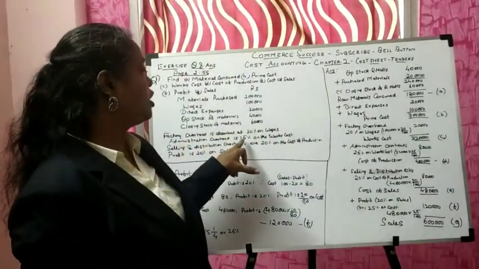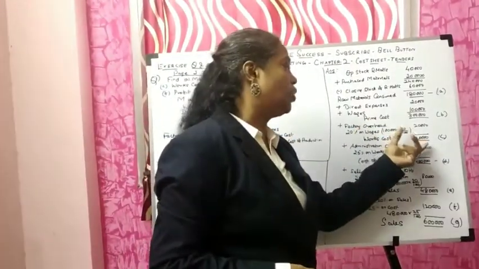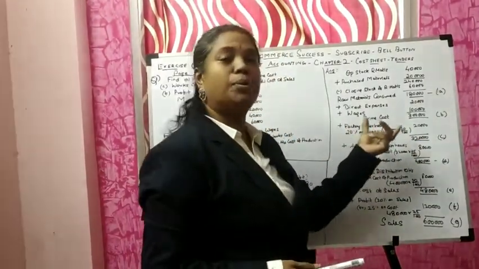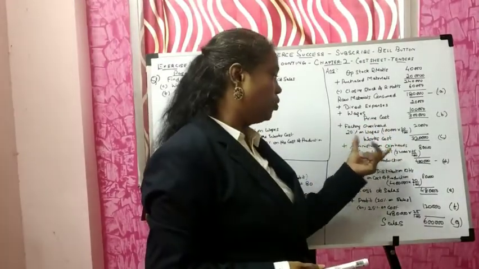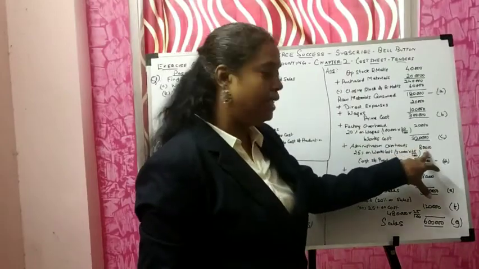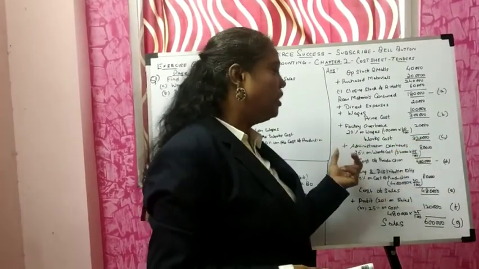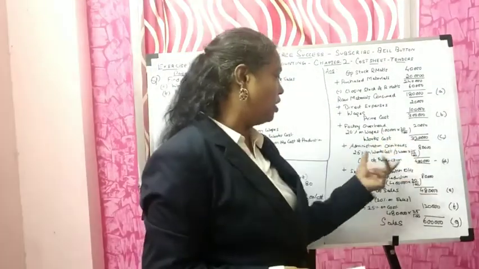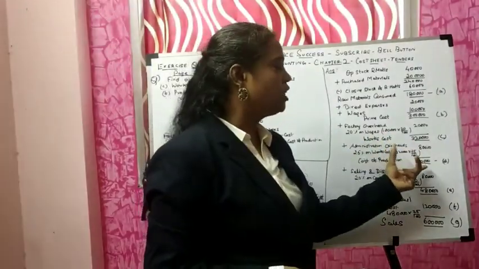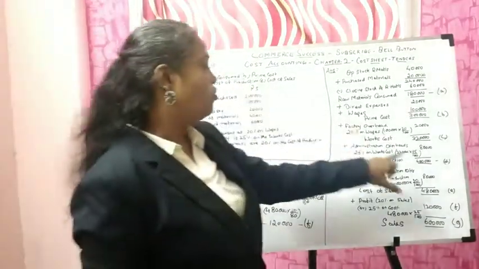Then add the administration overheads. Administration overhead is given as 25% on the works cost. We know the works cost is 3,20,000. So 25% on 3,20,000 gives you 80,000. So administration overheads is 80,000. After the works cost of 3,20,000, add the administration overheads 80,000. You will get the cost of production, which is 4 lakhs. That is your fourth answer. Cost of production is 4 lakhs.